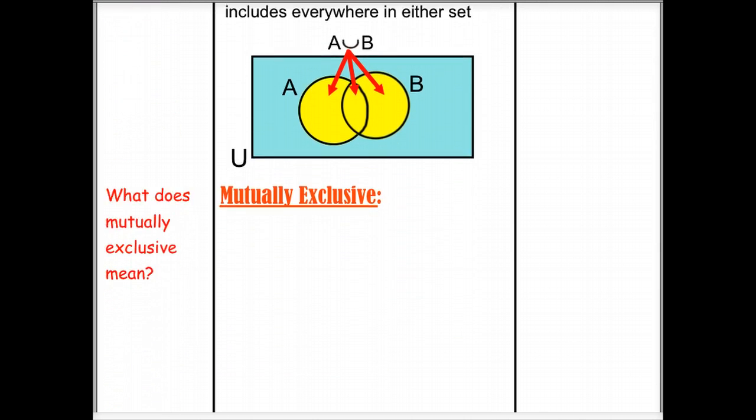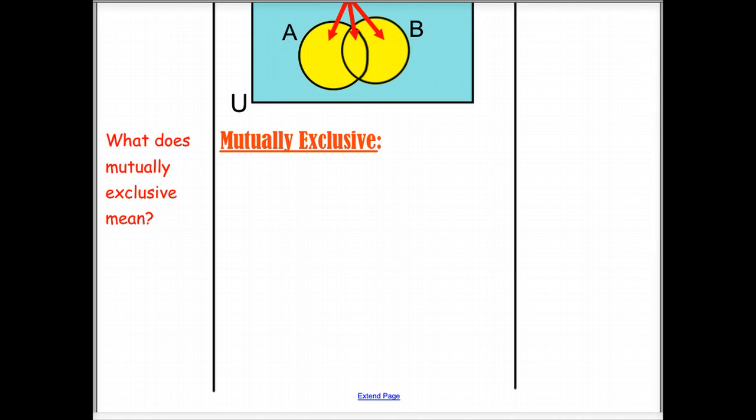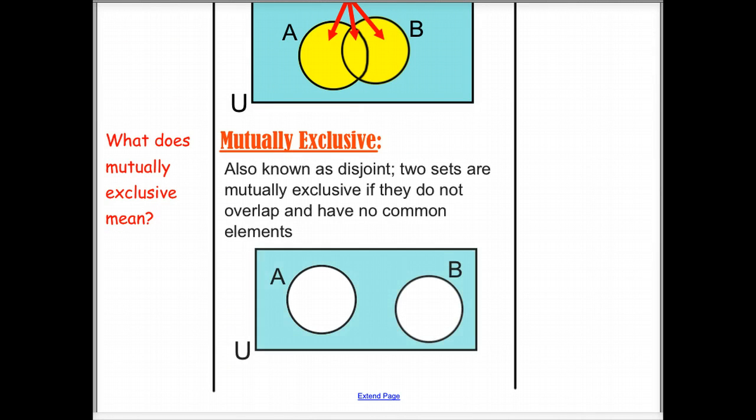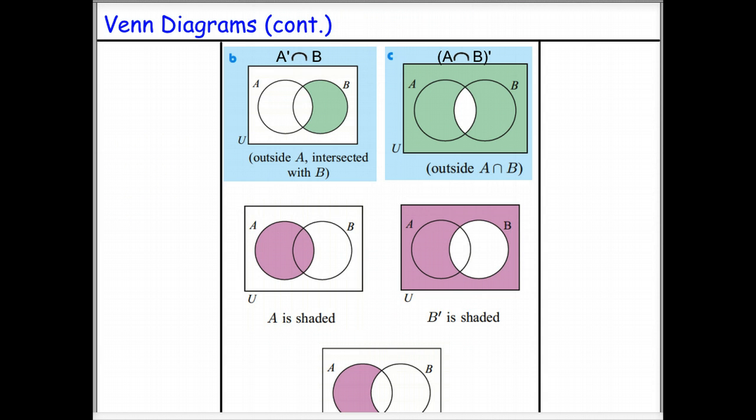Finally, we have the term mutually exclusive. Mutually exclusive means that they're disjoint. In other words, the two sets do not have any overlap or anything in common. So it would be noted in a picture with 2 circles not touching each other in any way, shape, or form.